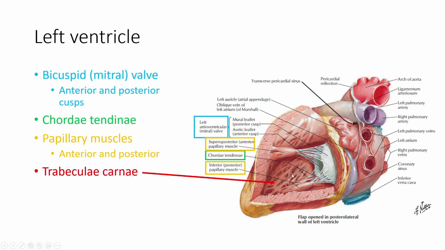And lastly, we have the trabeculae carneae of the left ventricle, and you can see these trabeculae are very thick, very strong, and that's because the left ventricle is pushing against so much pressure.